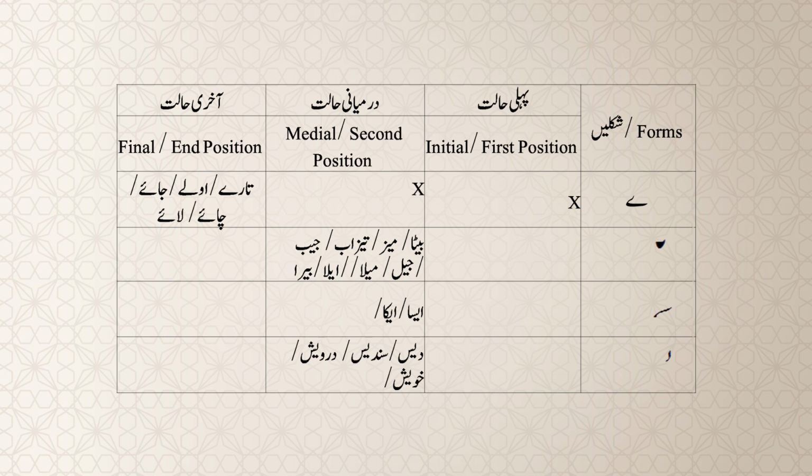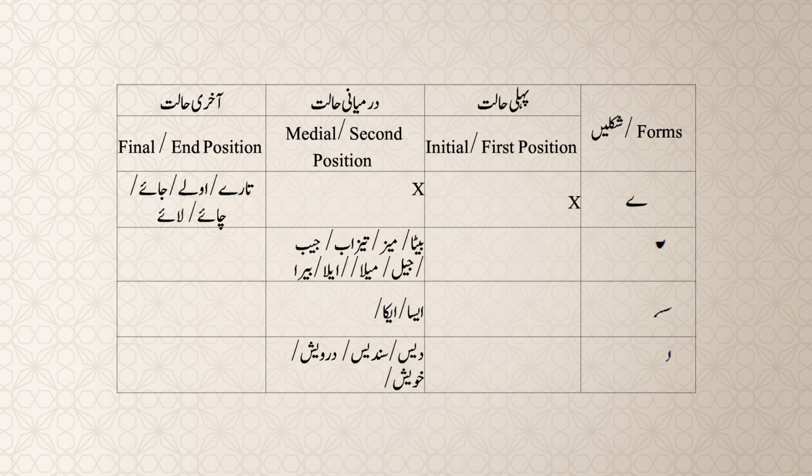Jai, here is hamza, you will learn about that, but we have to know about badi ye. Badi ye appeared in the same form. Chai, lie. So you can see here badi ye appeared in the final position, and it did not change its shape at the end.